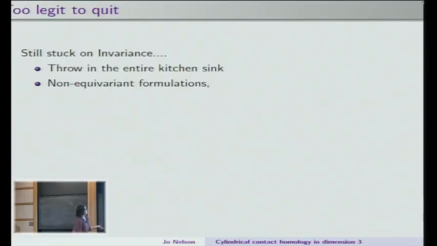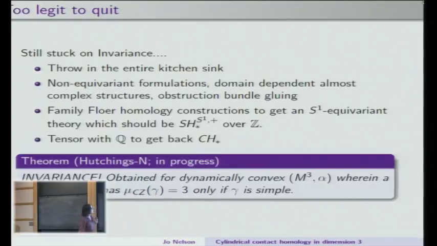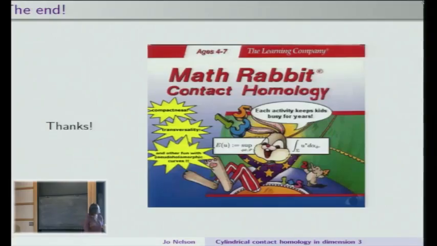All right, so then we're still stuck on invariance, and since I only have 1 minute left, we basically throw everything that we possibly can at it. So there's non-equivariant formulations, domain-dependent almost complex structures, obstruction bundle gluing, family Floer homology constructions, and at the end of the day, you do a lot of stuff. You tensor the thing you wrote down with Q, and you can see that you get back regular cylindrical contact homology, and this gives us invariance. And I'm done. All right.